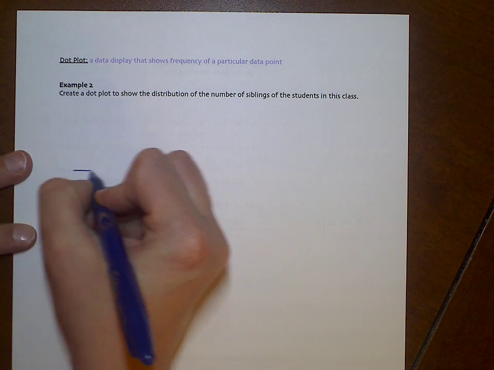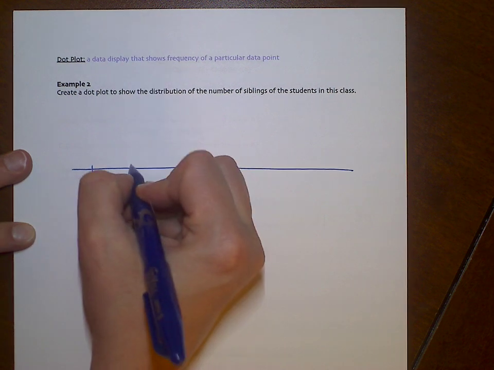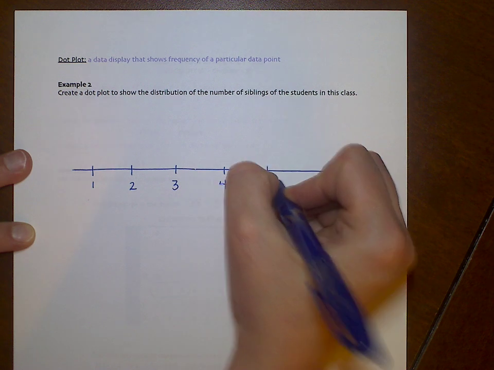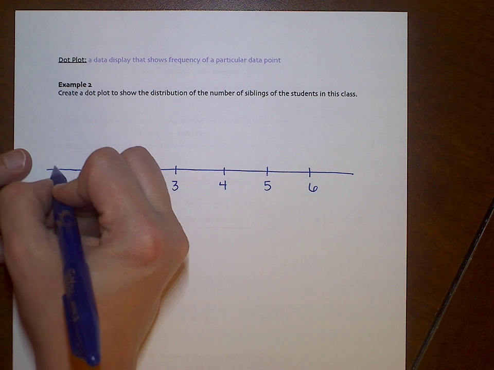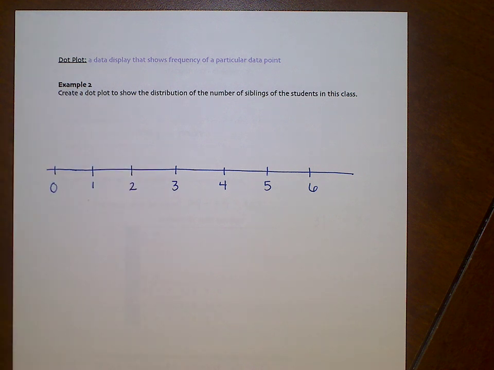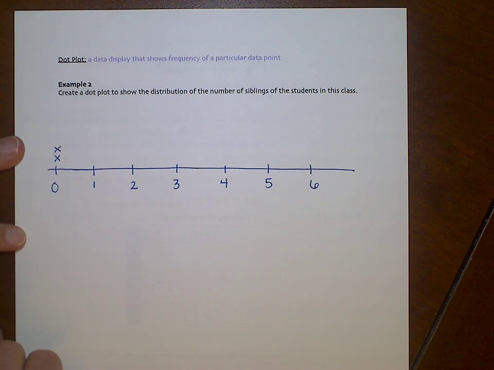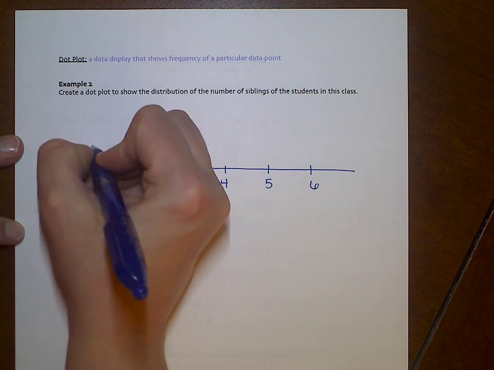But what a dot plot does is it starts with a number line. And I'm going to just say, okay. Oh, and I should have a 0, because we may have only children that have 0 siblings. Okay, so then what I would do is I would look out to the class and I would say, raise your hand if you have 0 siblings. You are an only child. And let's suppose 2 students raise their hand. So what I'm going to do is put 2 X's above the 0 to represent those 2 students. Okay, how many students have 1 sibling? Okay, so maybe 5 students raise their hand.